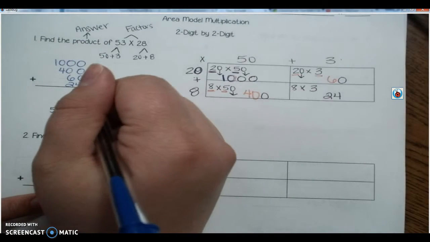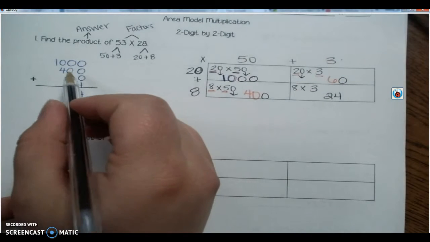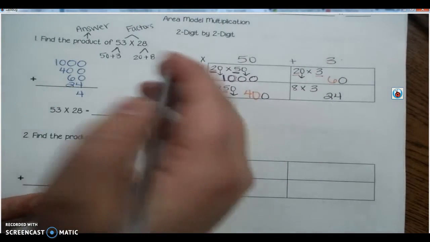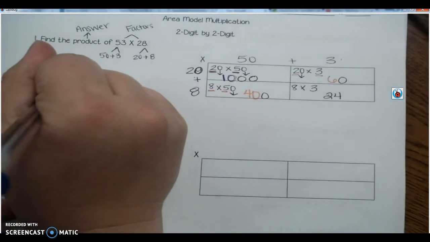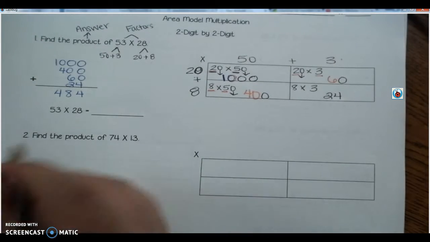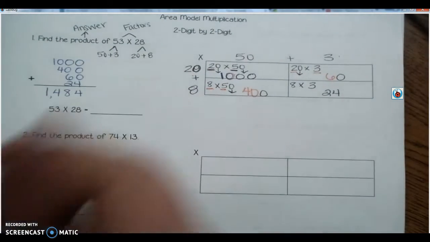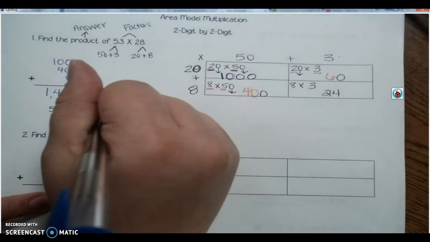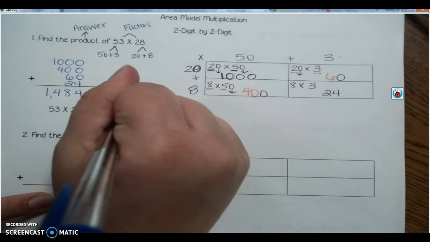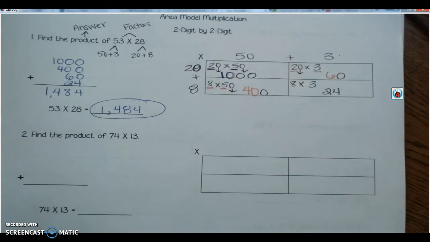So 0 plus 0 plus 0 plus 4, 4. 0 plus 0 plus 6 plus 2. 6 plus 2 is 8. 0 plus 4 is 4. And then I have 1 plus nothing is just 1. So 53 times 28 is 1,484. That is the product.